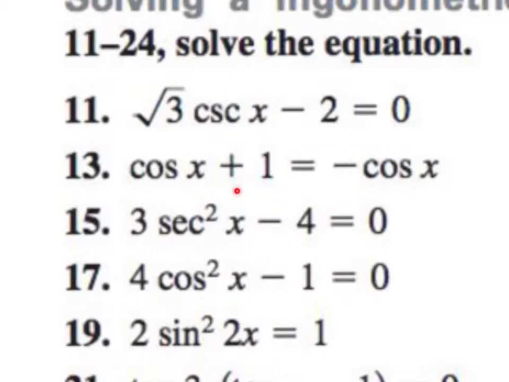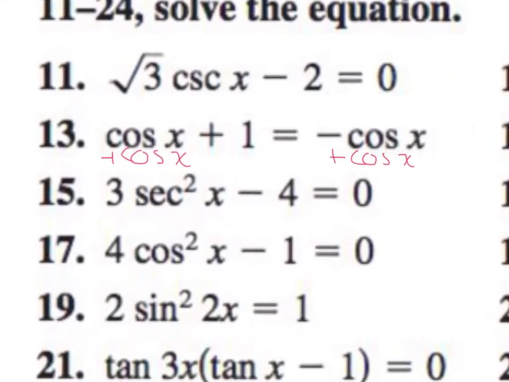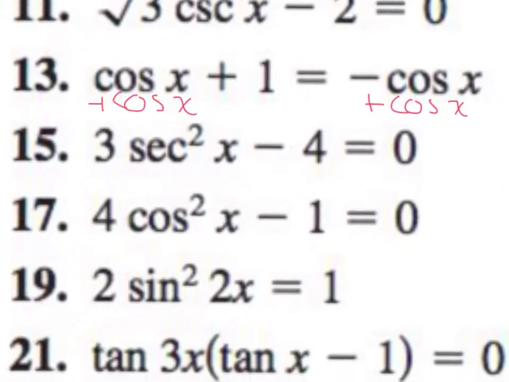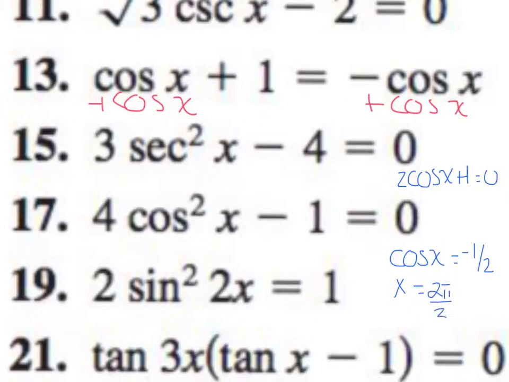When you get to something that looks like 13, what you want to do is add cosine to both sides. And now you have 2 cosine on the left. So let me go ahead and move that over. So we get 2 cosine x plus 1 equals 0. And now I have something that looks like my slides from yesterday. Subtract 1, divide by 2. Where does cosine x equal negative a half? Well, cosine is negative in quadrants 2 and 3, and it's specifically negative a half at 2 pi over 3 and at 4 pi over 3.